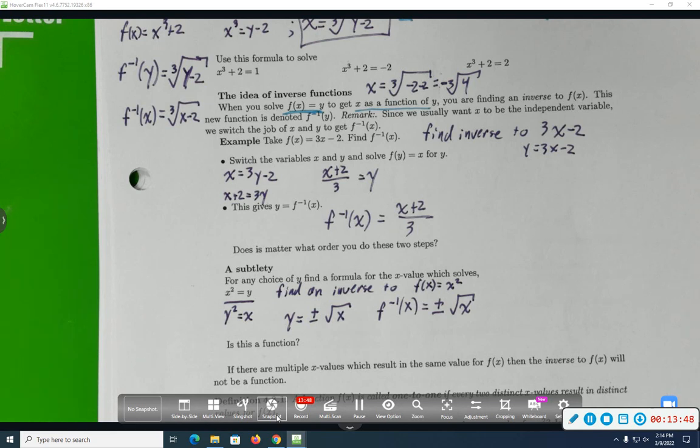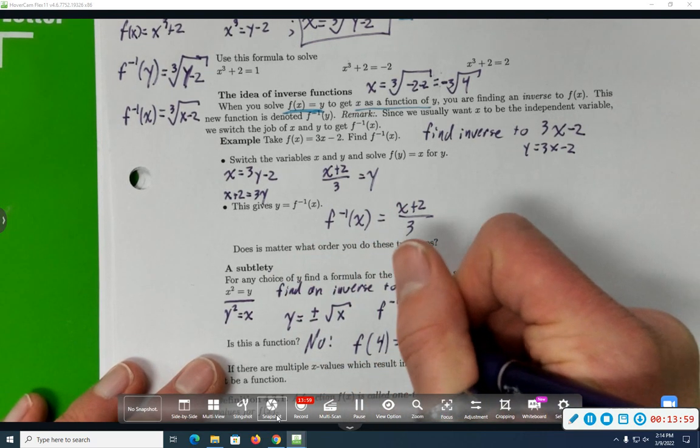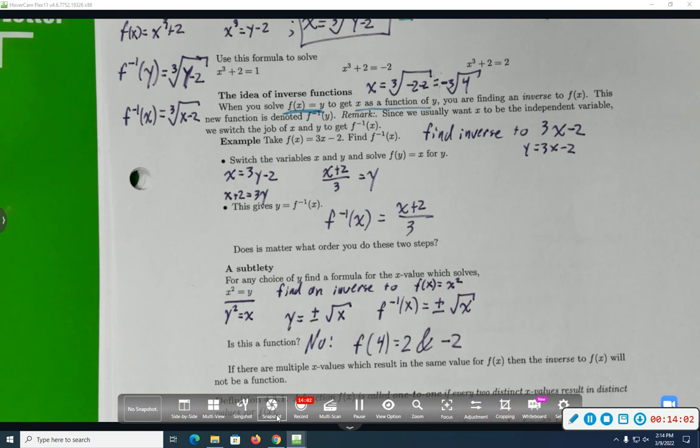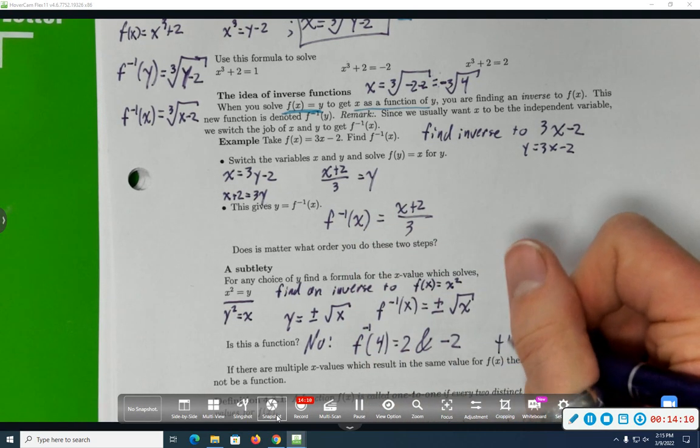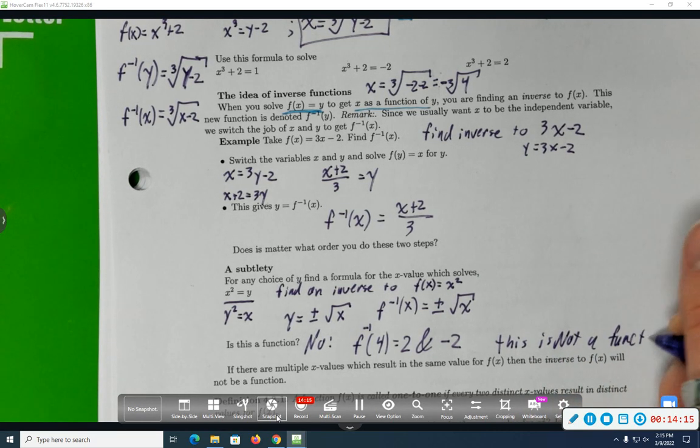I have a single input going to 2 places. There are 2 y values corresponding to a single x. A single input is going to 2 different outputs. That's bad. Functions can't do that. This is not a function. So apparently, not every function has an inverse. But which ones do is easy to classify, and it depends entirely on this vertical line test idea.